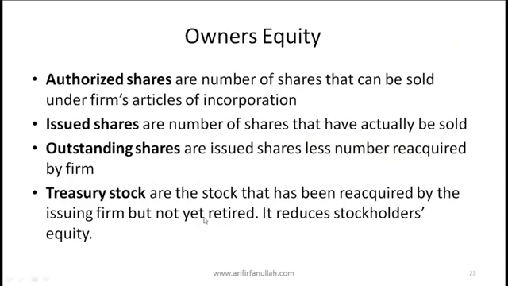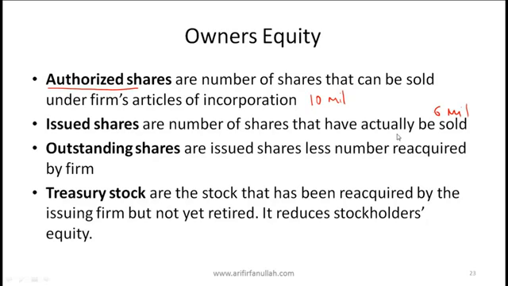Owner's equity: when we talk about different kinds of shares, you need to understand this. When you see authorized shares, these are the number of shares that can be sold under a firm's articles of incorporation. So when a firm is incorporated, it might say that the number of authorized shares is 10 million. So these are the total number of shares that can be sold. Issued shares are the number of shares that have actually been sold or issued. So of the 10 million, let's say that the company has actually issued 6 million.